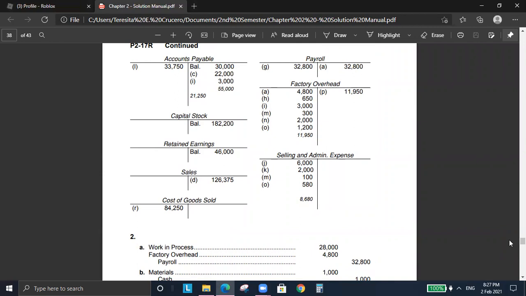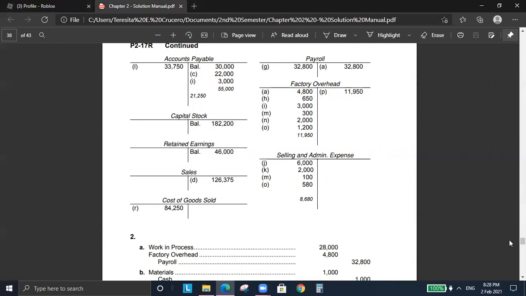Now take note that in the T accounts we have the corresponding letters, the debits and the credits. Trace the journal entries in requirement number 2. Just like your first journal entry, debit work in process, debit factory overhead, and credit payroll. Now all of these are already posted. And finally, you are going to get the ending balances.